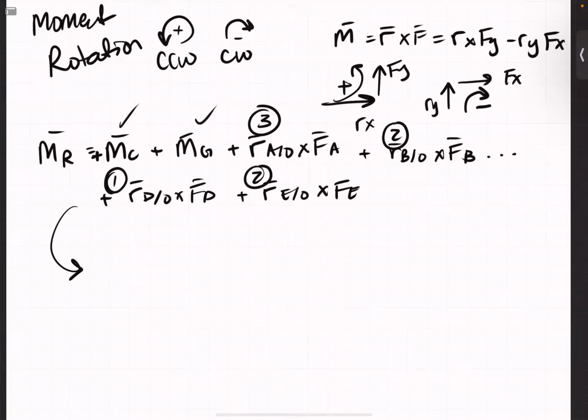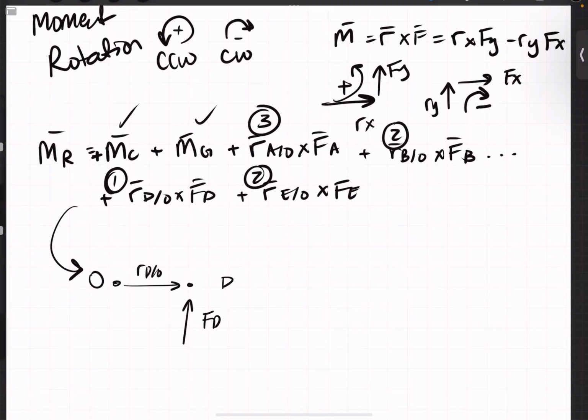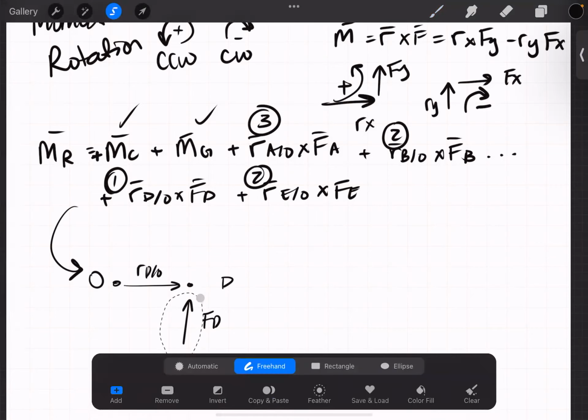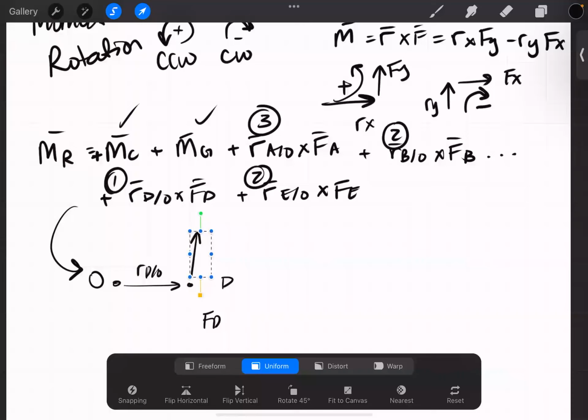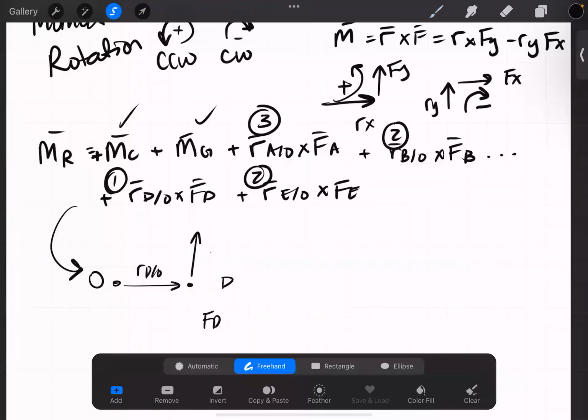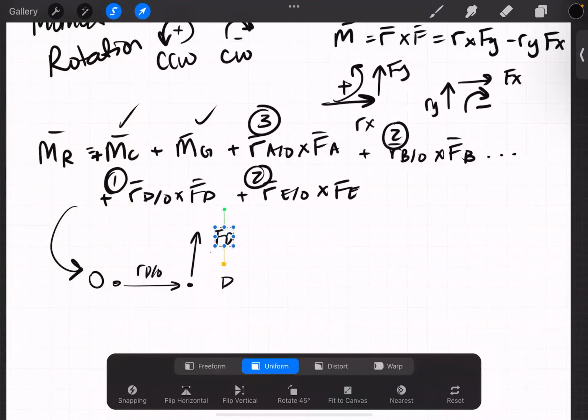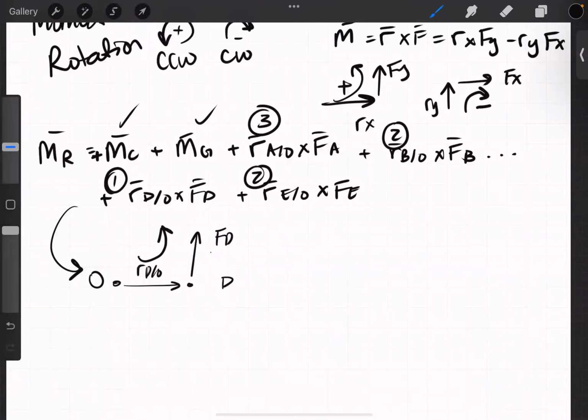Starting with our D with respect to O, and F of D. This is tip to tip, not super helpful when trying to figure out whether it's clockwise or counterclockwise. I would suggest putting the tip of the R to the tail of the force vector so that when you curve out your forces, it makes a circle for you. And then you can see that this is counterclockwise.